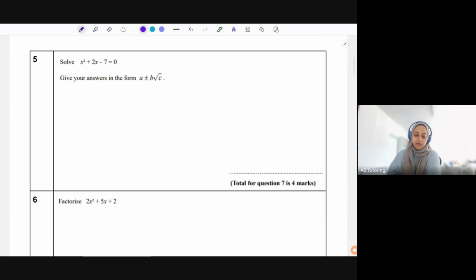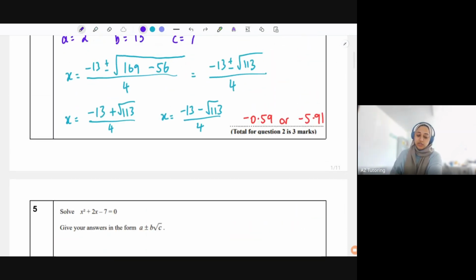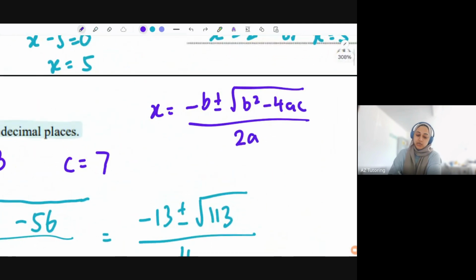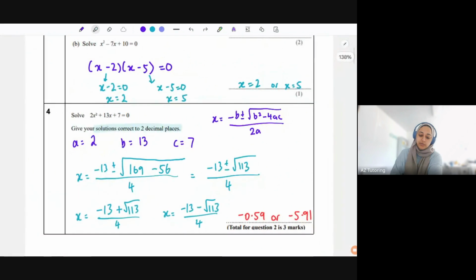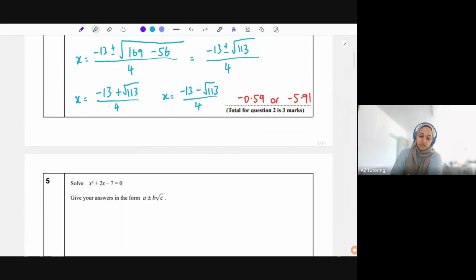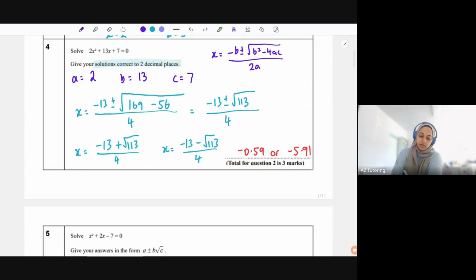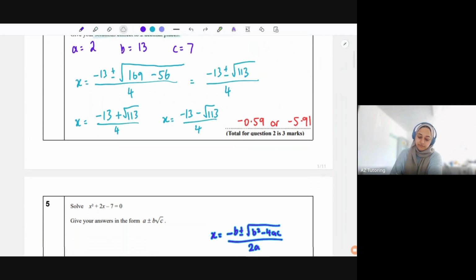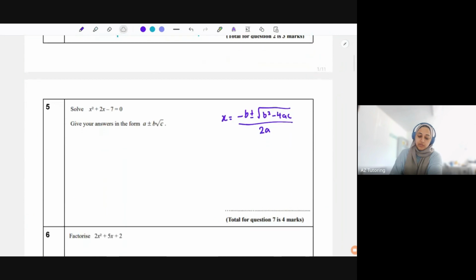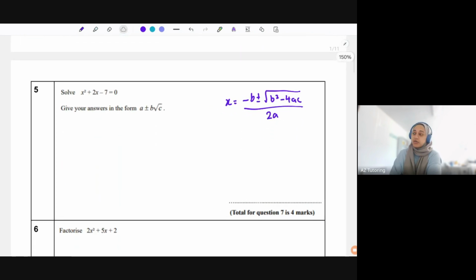Moving on to question 5. We've got solve x squared plus 2x minus 7 equals 0, and it says give your answer in surd form. So we're using the quadratic formula in this case. Now, if you look at the quadratic formula, we can see we've got the square root here. So we're going to be using the quadratic formula, but then not going the whole way. We're just going to leave our answer at this stage, which is what it says here. So let's bring the equation down here. Again, that's a big clue that we're using the quadratic formula because it's got that surd there.